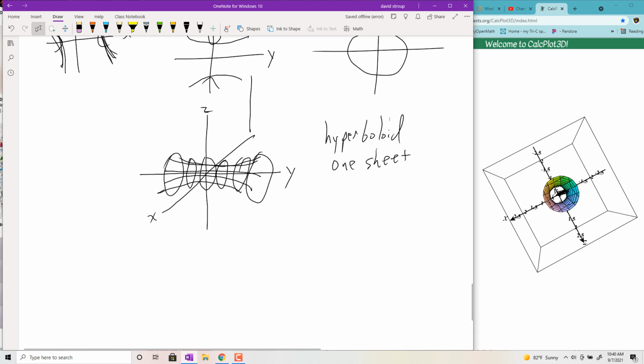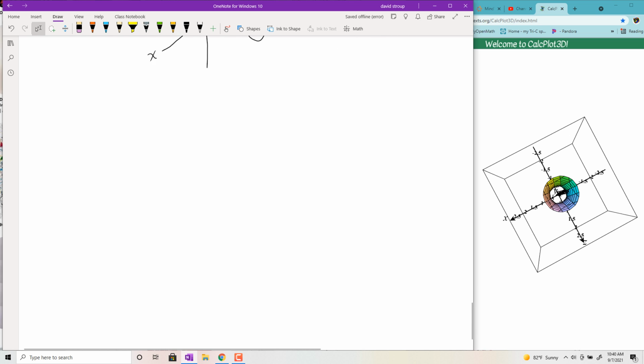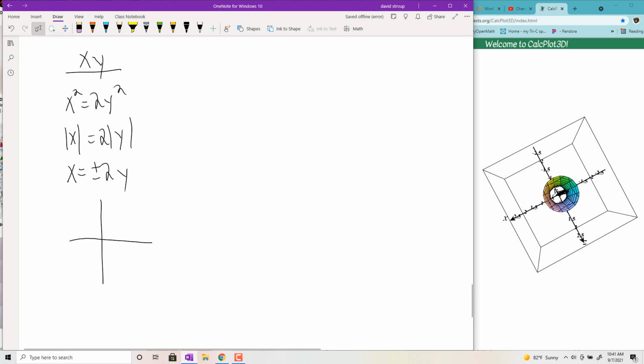Let's move on to another one. We already did a hyperboloid of 2 sheets. Let's do an elliptic cone. So we have x squared equals 2y squared plus 2z squared. Again, get the XY plane, so let z be 0, so you get x squared equals 2y squared. This is one of those 2 lines. If you take the square root property on both sides, you get absolute value x equals 2 absolute value y. And then if you drop the absolute values, you get x equals plus or minus 2y, which are just 2 equations of lines, right? Or if you'd rather, y equals plus or minus x over 2. So negative x over 2, slope negative 1/2 going through the origin, and then the other one, x over 2, slope 1 over 2 going through the origin like that.